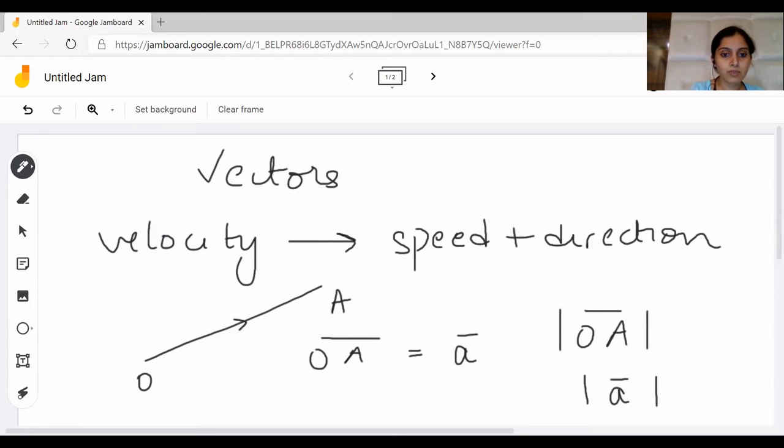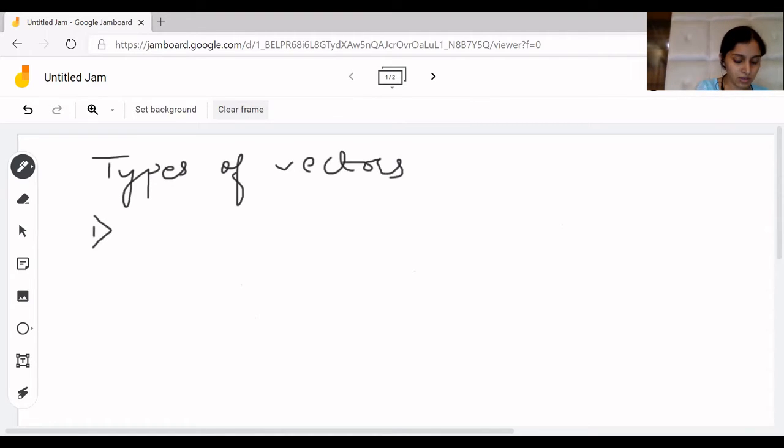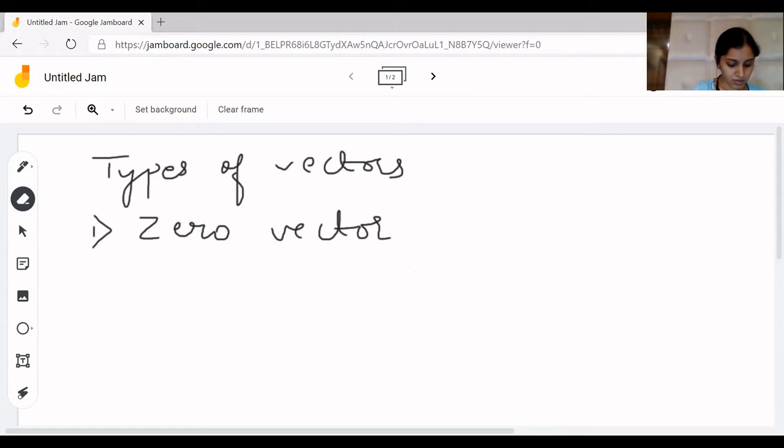Then let's go to types of vectors. What are the types of vectors? The first one is the zero vector. What will be the magnitude of a zero vector? It will be equal to 0. It is denoted by 0 bar. The direction of a zero vector is not specific, and the magnitude of a zero vector is 0.